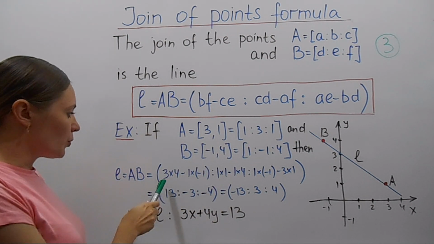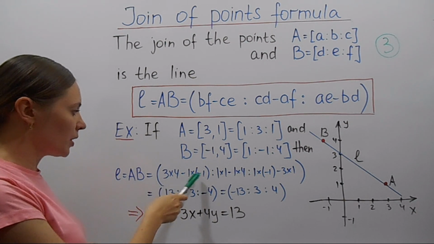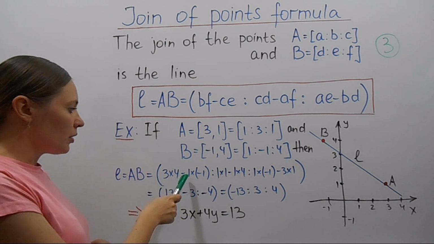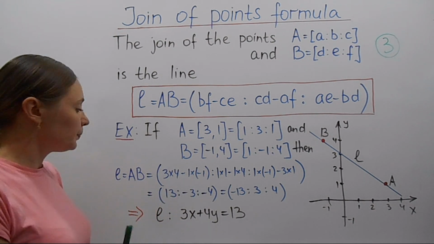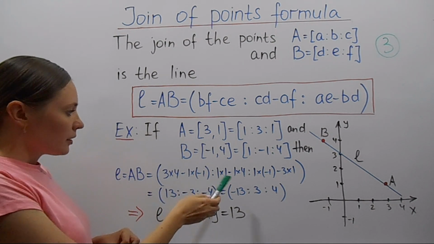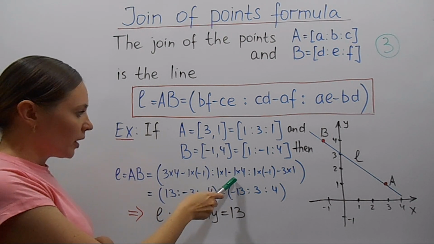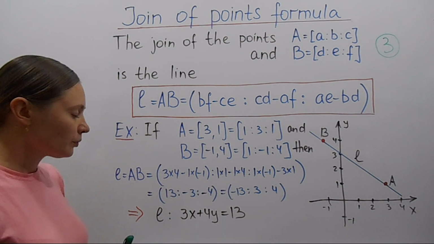And that amounts to 3 times 4 minus 1 times -1. This is 12 plus 1. This is 13. The second entry is 1 times 1 minus 4. It's -3.